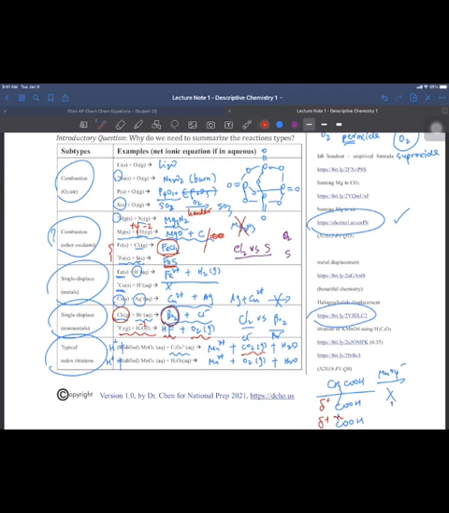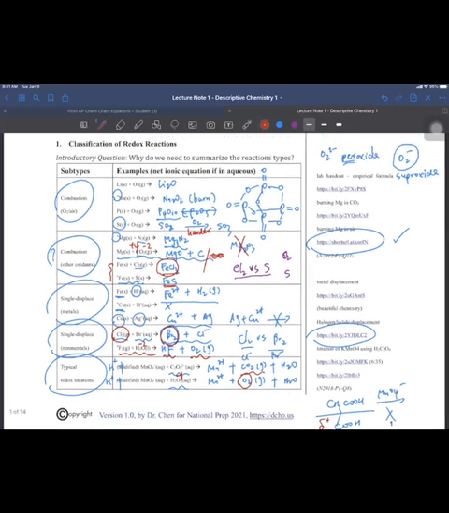And another one, hydrogen peroxide, has -1 oxygen, right? It can be oxidized into O2, so we don't need to balance it. So the net ionic equations are just like this.